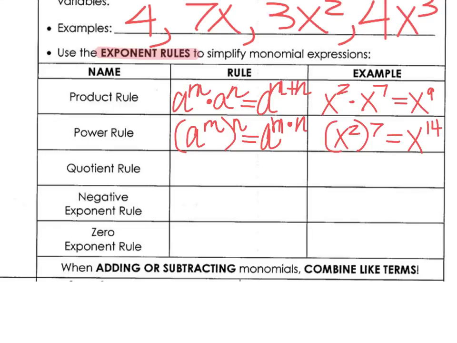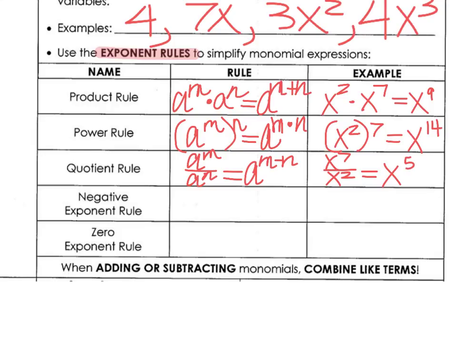All right, now the quotient rule. Quotient meaning dividing. If we have a to the m power divided by a to the n power, what we would do is subtract the exponents. We would simplify this by saying a to the m minus n power. For example, if we had x to the 7th over x squared, we would simplify this by subtracting the exponents. 7 minus 2 gives us 5.